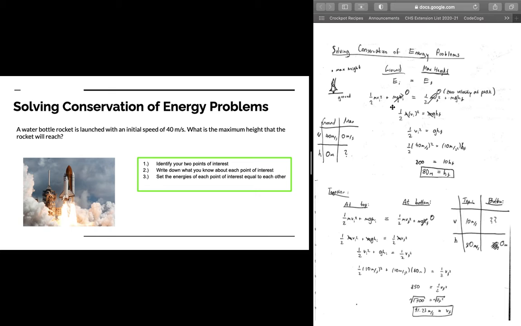So we can cross out the mghi and the 1/2 mvf squared and make them 0 because in this case, our final velocity is 0, so our final kinetic energy is 0, and our initial height is 0, which means our initial potential energy is 0. Anytime a variable is equal to 0, the corresponding type of energy will be equal to 0. So initial height is 0 implies that my initial potential energy is 0, and my final speed is 0 implies my final kinetic energy is 0. Now at this point, we're left with 1/2 mvi squared equals mghf.